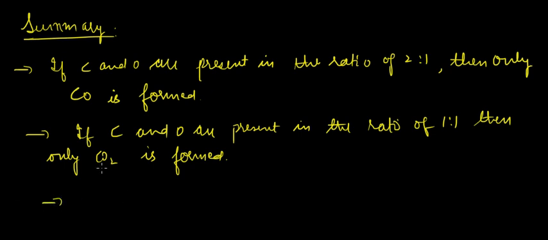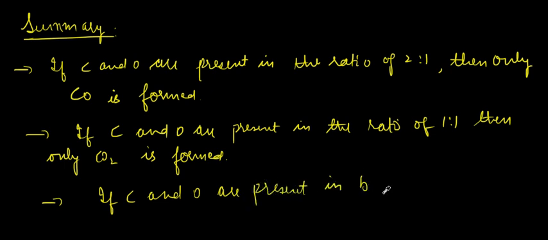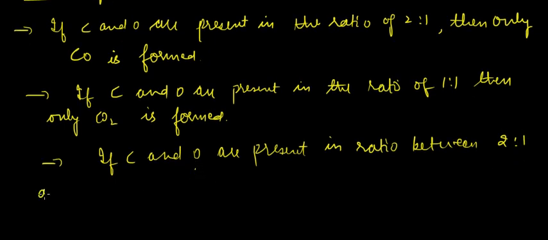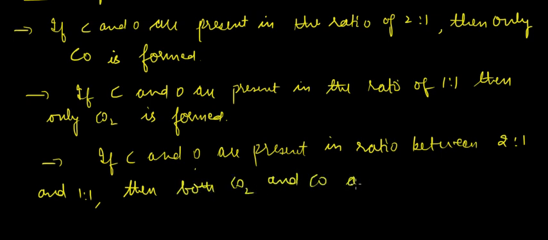And the last one: if carbon and oxygen are present in the mole ratio between 2:1 and 1:1, then both CO and CO2 would be formed. So if carbon and oxygen are present in a ratio between 2:1 and 1:1, then both CO2 and CO are formed.